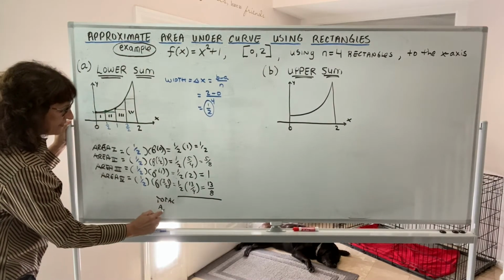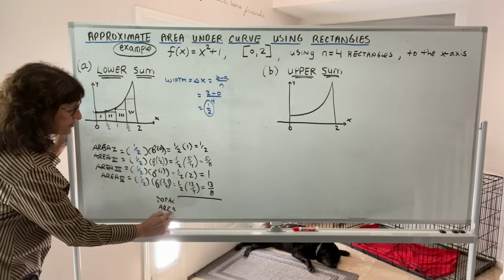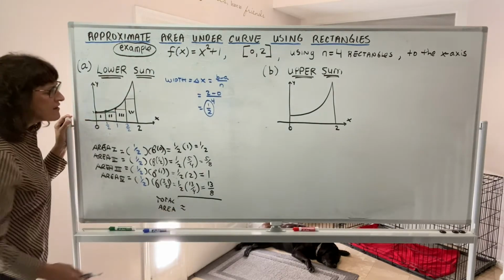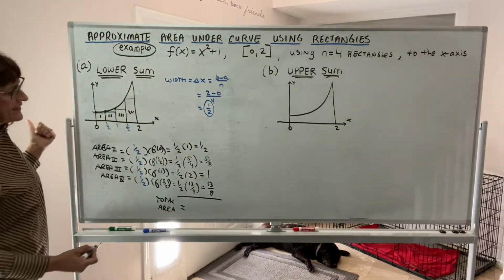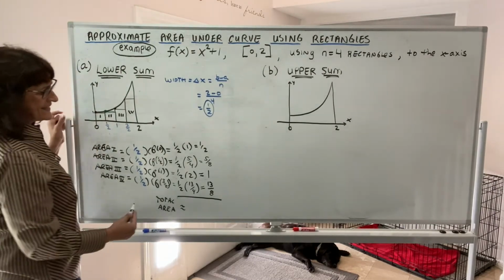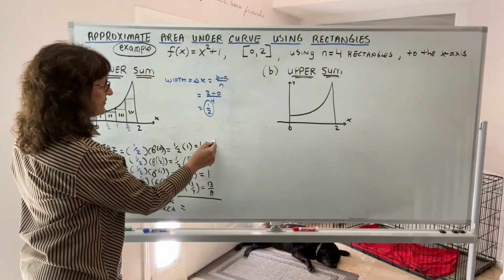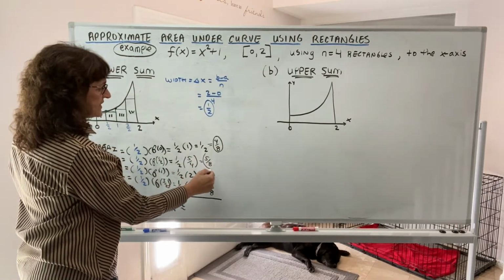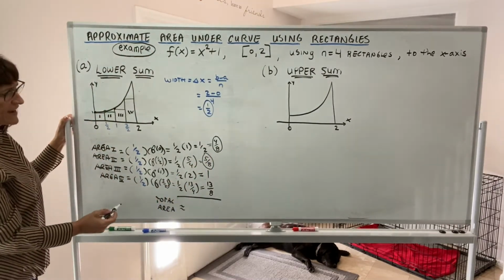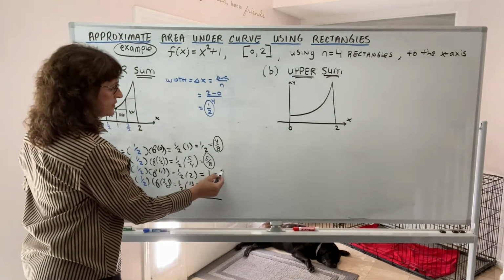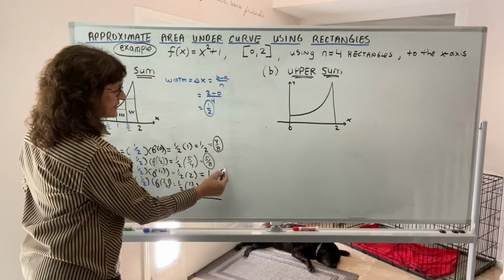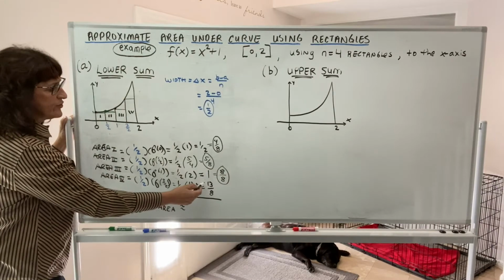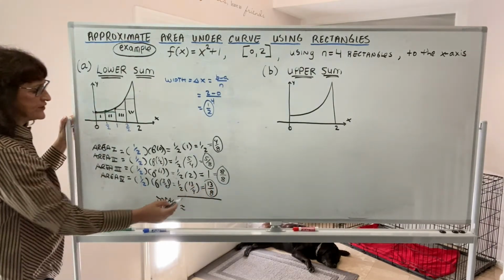So total area, the lower sum, the total approximate area. What do we have here? Well, we need to add these fractions together. I'm going to get a common denominator of 8. So what do I have here? I have 4/8 for the first rectangle. The second one has an area of 5/8. The third rectangle has an area of 8/8. The fourth rectangle has an area of 13/8.